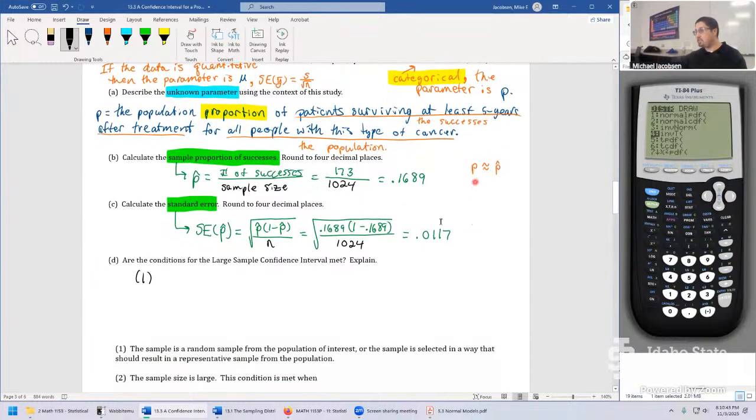So that means on condition one, the sample being a random sample, a simple random sample being the one we are most interested in, this is a total unknown. We'll say here, it is unknown if the sample is random.